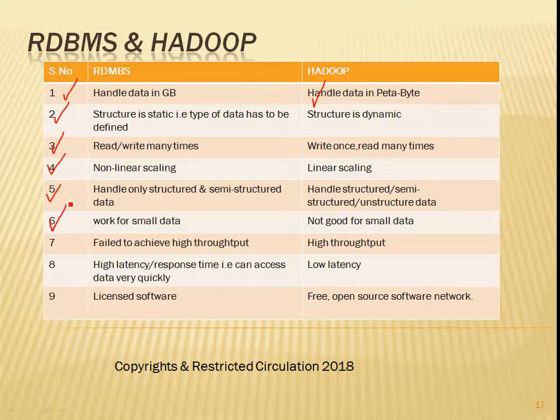RDBMS works for small data; Hadoop is not good for small data. So if you have small data, go with RDBMS. If you have huge data, in the range of terabytes and petabytes, then you should go for Hadoop. RDBMS fails to achieve high throughput; Hadoop is for high throughput. RDBMS has low latency, Hadoop has high latency. RDBMS is licensed software and expensive; Hadoop is free and open source, so it's easily available. Fine. So guys, let's move ahead.